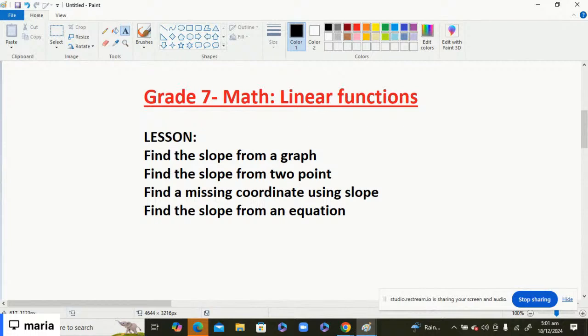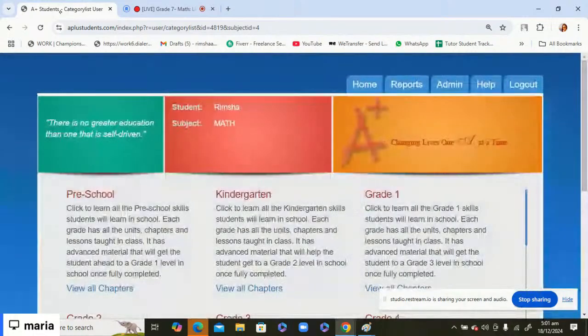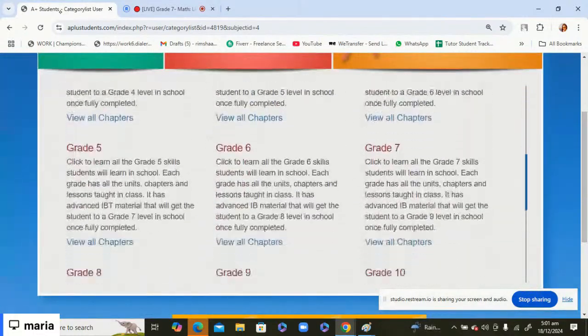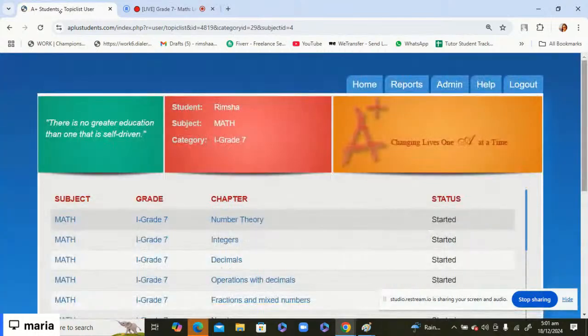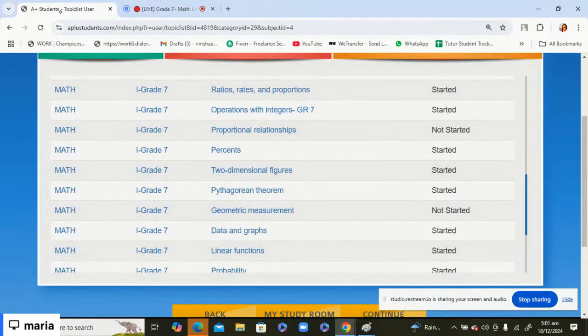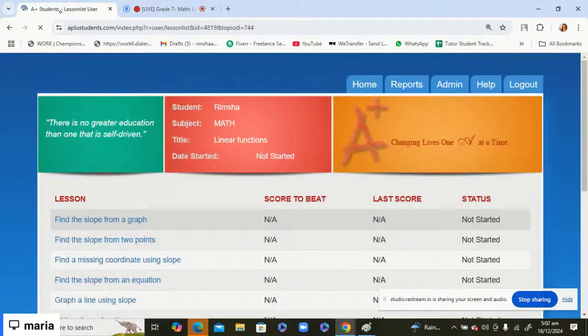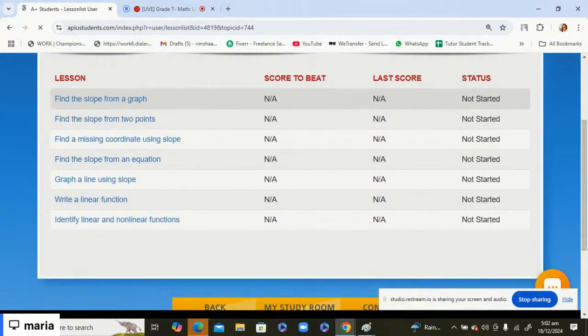You can find all the lessons on aplusstudent.com. You have to log in by using the email and the passwords that are provided by the administrator. Go to the subject tab, select maths from there. Scroll down to grade 7. View all chapters. So here is the list of the chapters. So we are on linear function. Let's continue with this. And here is the list of the lessons. So start with the very first lesson, which is find the slope from the graph.